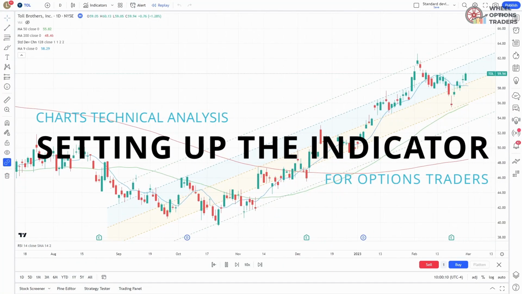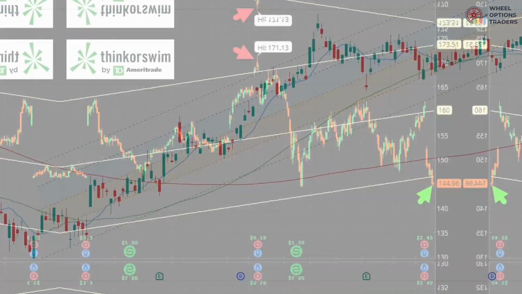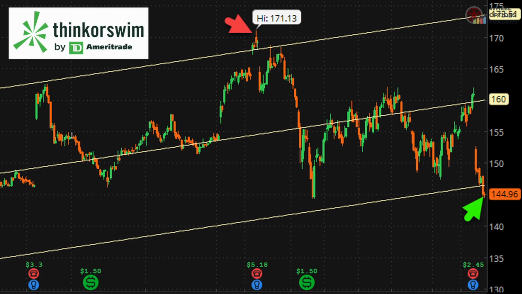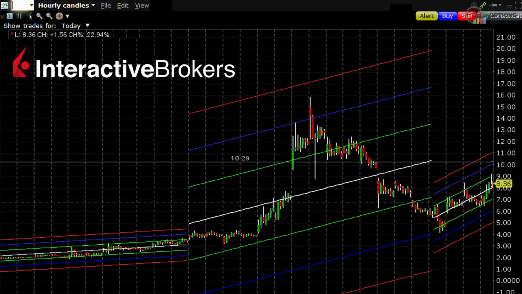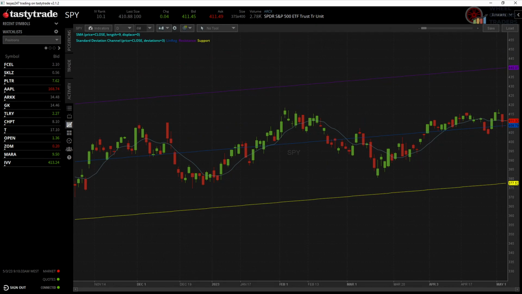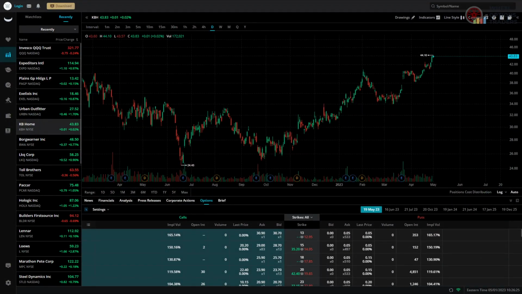I'll explain how to set up the indicator in TradingView, as it's the charting platform that I use. You can also access the Standard Deviation Channel indicator in TD Ameritrade's Think or Swim platform, Interactive Brokers' Trader Workstation platform, and also you'll find it on Tasty Trade now. It's recently added to their platform, which is great to see. Unfortunately, the indicator doesn't seem to be available right now on the Webull platform, but let me know in the comments if this has changed, and also let me know about this indicator's availability on other platforms if you use them.